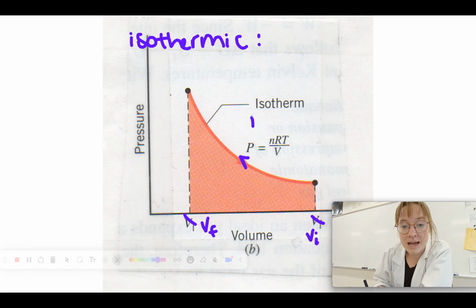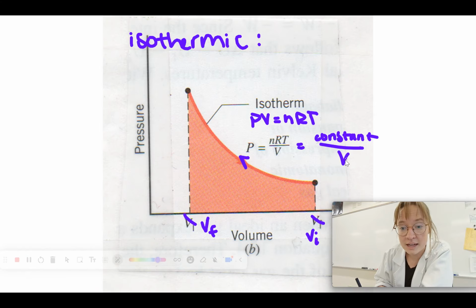You remember from last year, PV equals nRT. Well, if you rearrange it to say P equals nRT over V, but T is a constant, then you're going to have a graph that's basically a constant over V. In other words, P is inversely proportional to V, kind of like a y equals 1 over x graph. Does this look like a y equals 1 over x graph to you? For sure.